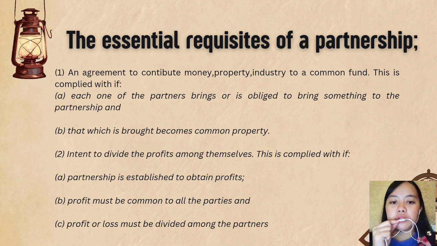An agreement to contribute money, property, or industry to a common fund. This is complied with when, first, each of the partners is obliged to bring something to the partnership, and second, that which is brought becomes common property. And then to divide profits among themselves. This is complied with when, first, the partnership is established to obtain profits; second, profit must be common to all the parties; and third, profit or loss must be divided among the partners.